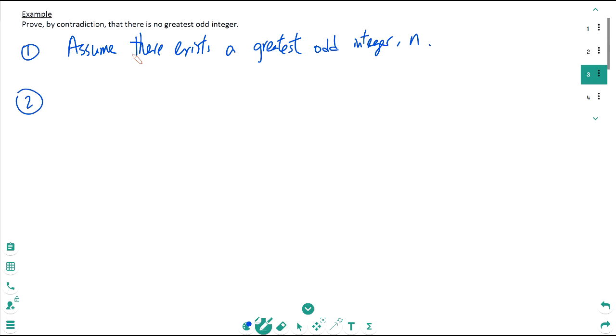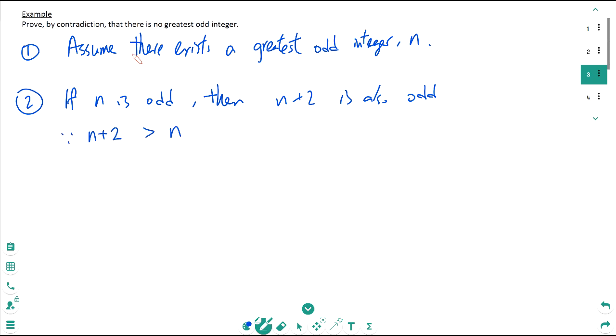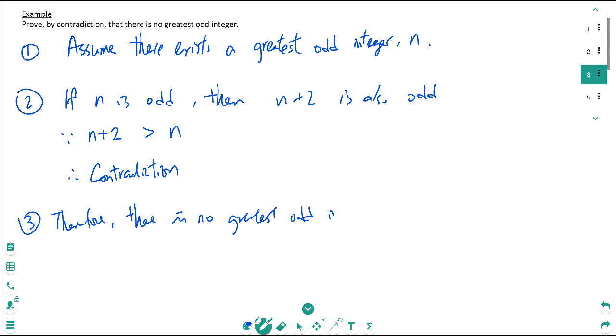Okay, step 2, the maths part. Now, if n is odd, then n plus 2 is also odd, right? But we know n plus 2 is bigger than n. Therefore, contradiction, which is wrong. So what you have proven is that the first step, the negation statement, is wrong, because this is not the greatest integer. So third step, therefore, there is no greatest odd integer. Okay, so reinstate the original statement.